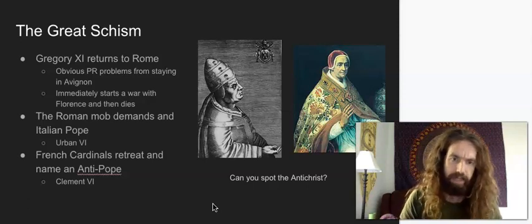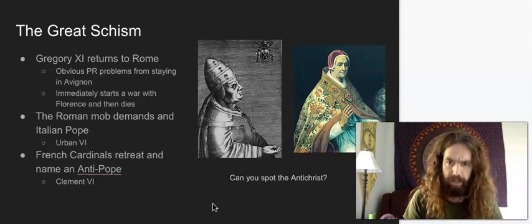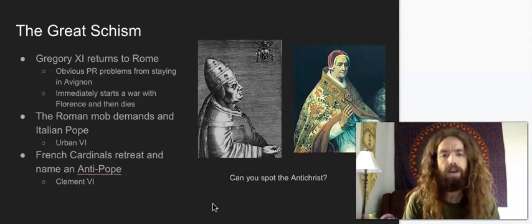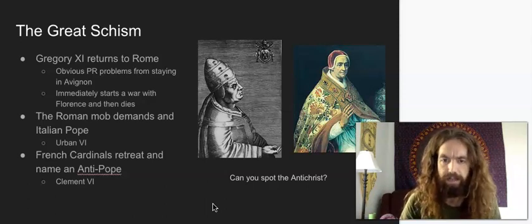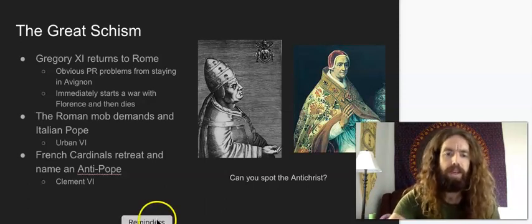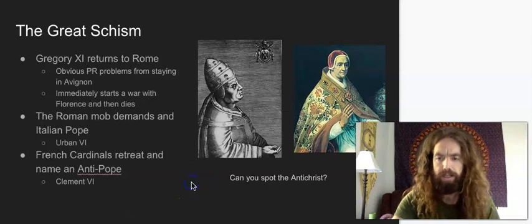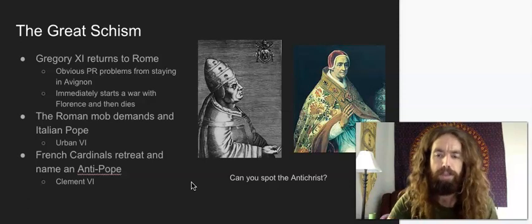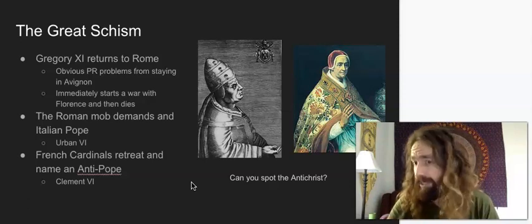And so now there are two popes. There's an Italian pope and a French pope, and both popes immediately call the other pope the Antichrist. So things basically just go from bad to worse in terms of public relations for the Catholic Church. Instead of the Pope just being a stooge of the King of France, there's now two popes, and one of them might be the devil.